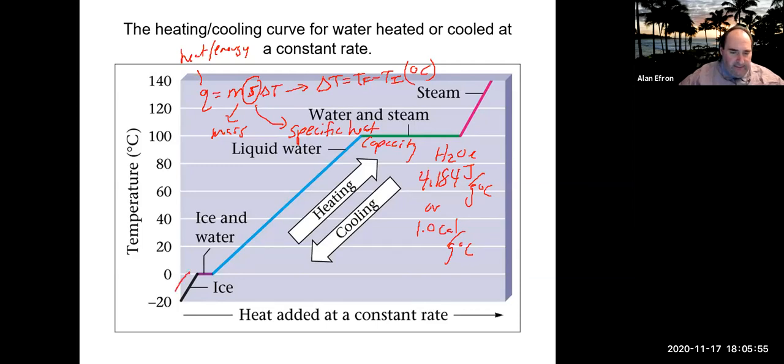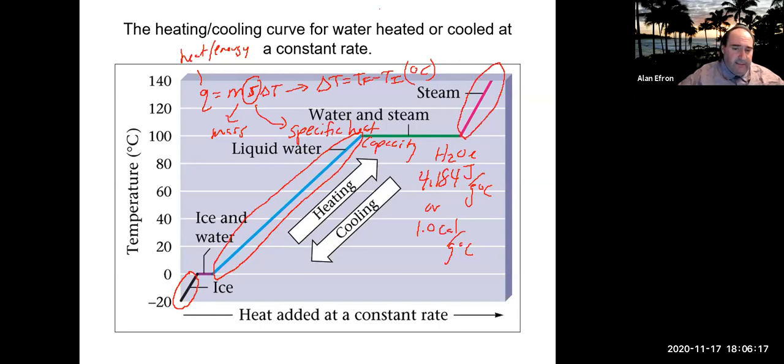So we would use that specific heat equation for any process, say here, where it's going from minus 20 to 0, but it's all ice at that point, maybe from 0 degrees all the way up to 100 degrees. It's all liquid water at that point. You would use that equation. Going from 100 degrees and above, it's all gas at that point. You would use that equation.